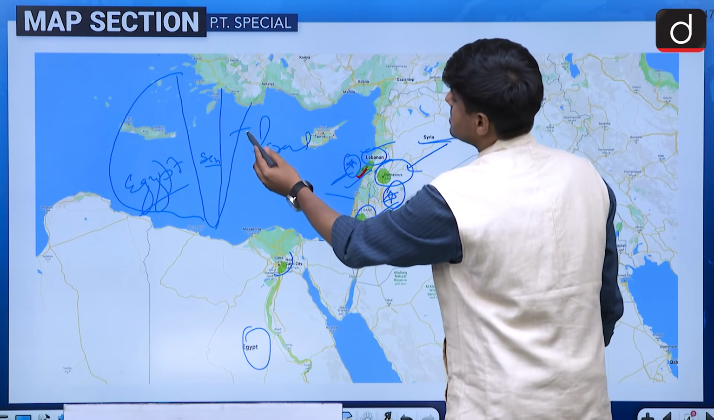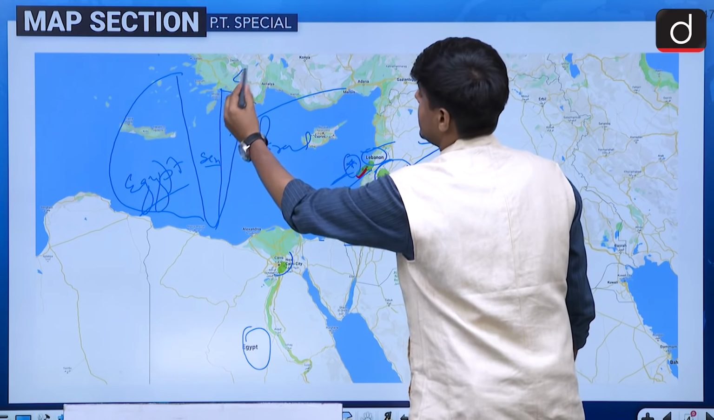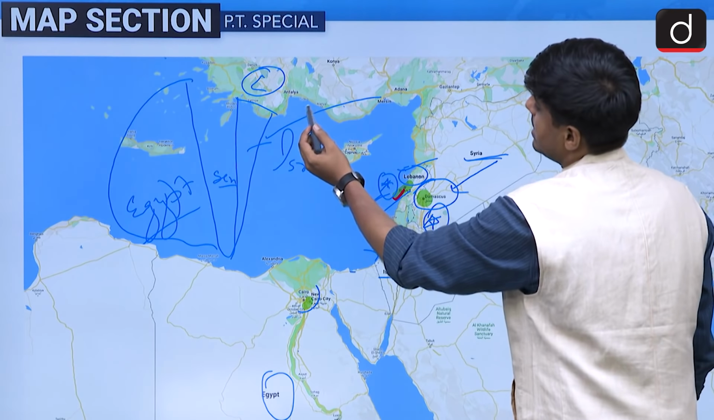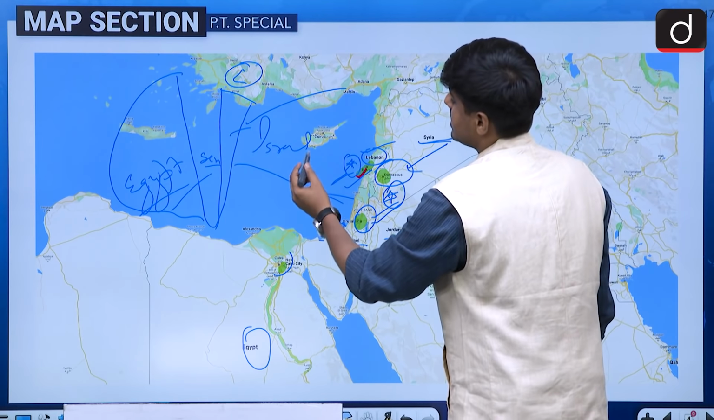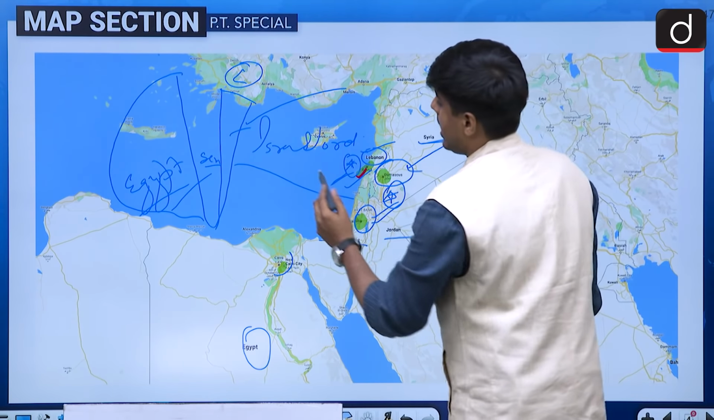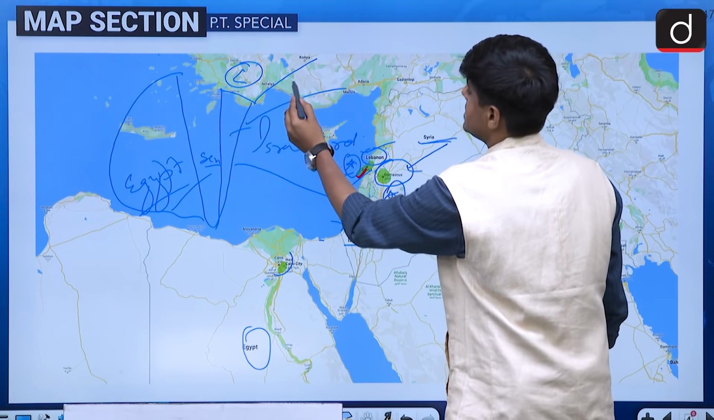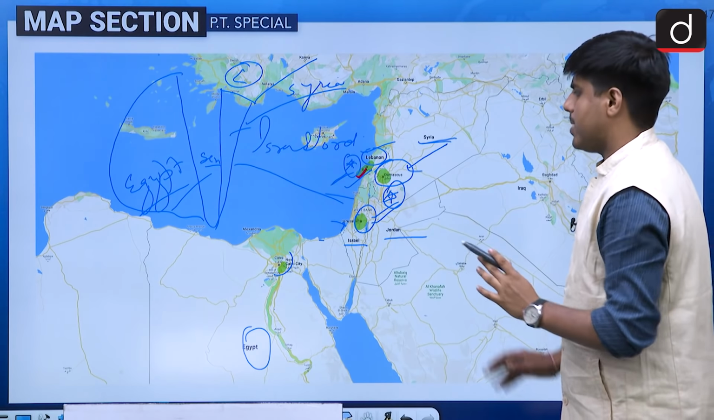Then Israel has a border with Lebanon. Then it has a border with Egypt, as we have seen here. Then it has a border with Jordan and with Syria. So this is a rough map, a very rough map, I agree.